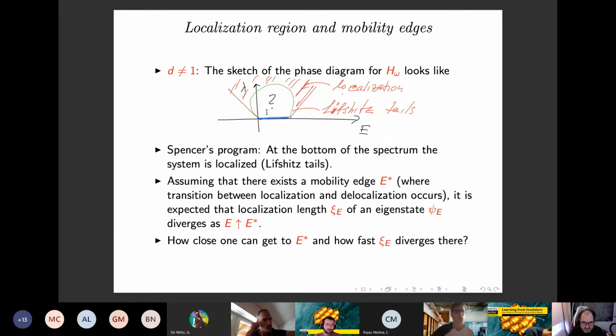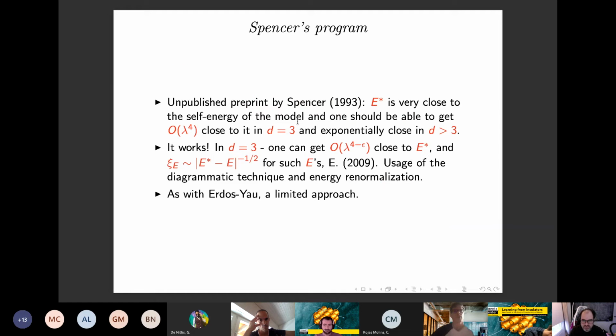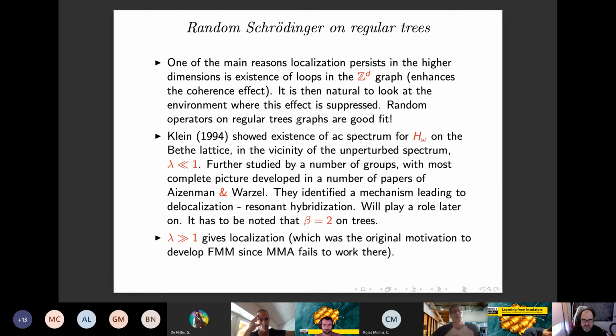Right? So the Spencer program, roughly speaking, was the idea that you want to look at what happens at the mobility edge. So let's say if inside here are extended states, you want to understand what happens at the mobility edge. And the idea of Spencer was to try to approach this from outside and see how the localization length diverges. So you're still in the localization regime, but you want to understand how the localization length diverges when you approach the edge. So let me skip the rest of this part.